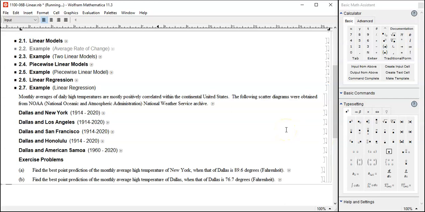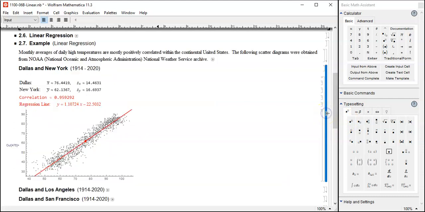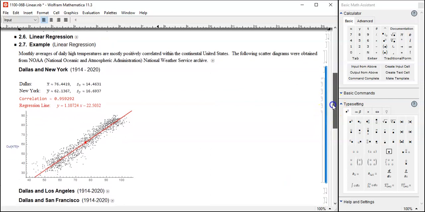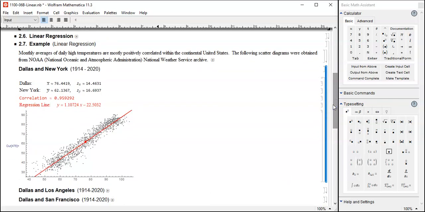These are monthly averages of daily high temperatures of these cities, Dallas and New York, Dallas and Los Angeles, Dallas and San Francisco, and so on, from 1914 to 2020, based upon the NOAA website, where I painstakingly got those data and then processed them myself. So this picture and the program belong to me, so I don't have to worry about copyright at all, even if I publicly express this on YouTube. It's okay, because this program belongs to me.